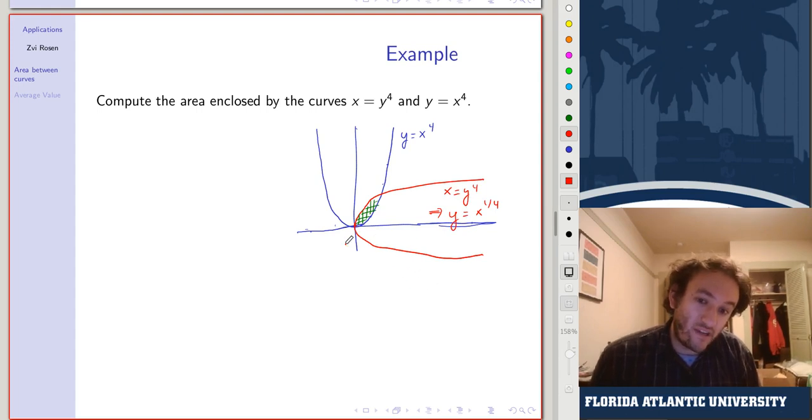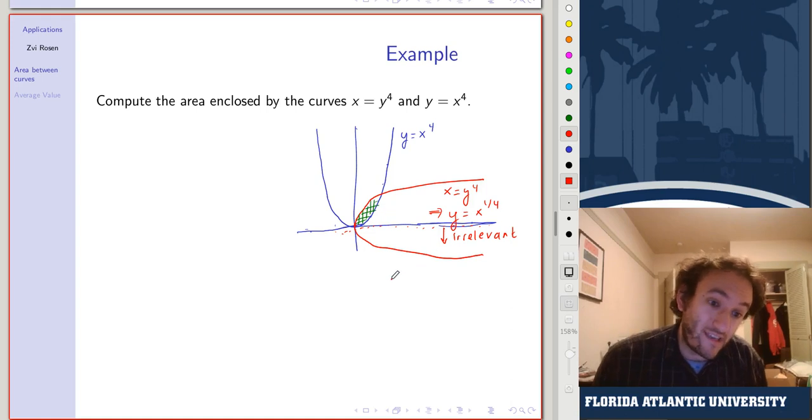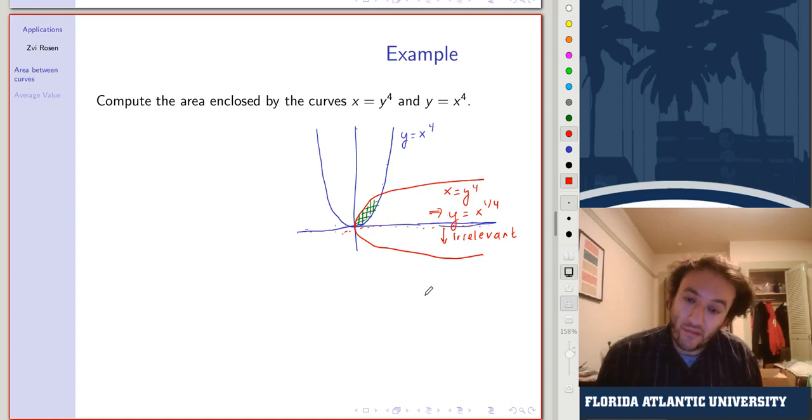And the reason we can do this is because this part of the curve, starting at y equals 0, is not really relevant to us. So this is irrelevant, because the gray area only touches the top part of the curve. So for that reason, we can solve for y in terms of x in this way. Okay, so now which y value is greater in the interval that we're interested in?